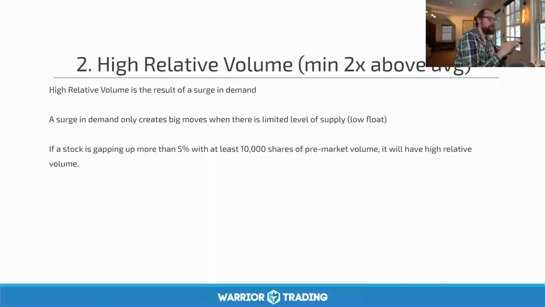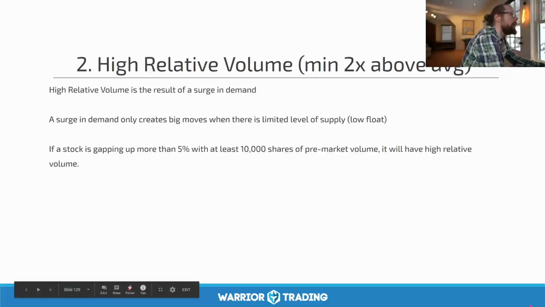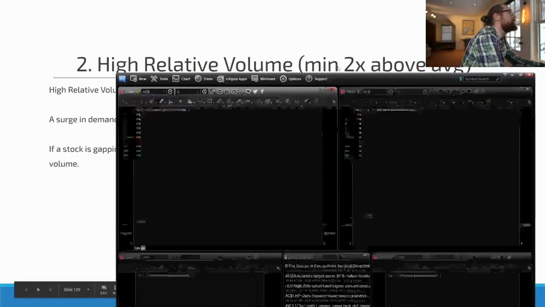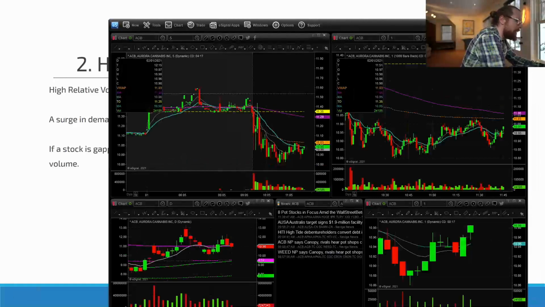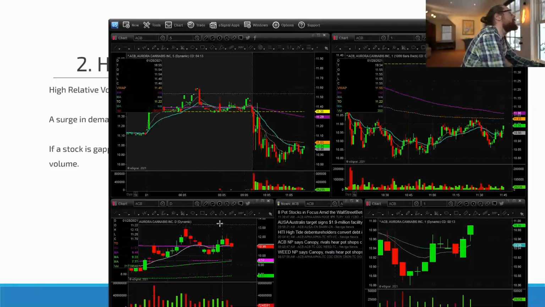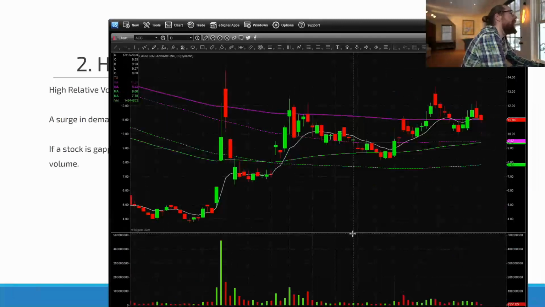There are times you will see me trade a stock like GME that has a float of 50 million shares. And if GME was at 60 million or 70 or even 90 million, I probably still would have traded it. There are some times where I've traded stocks that do have larger floats. ACB, Aurora Cannabis, was one of them. The float on this stock is, I want to say, 184 million shares. So this is definitely a higher float.